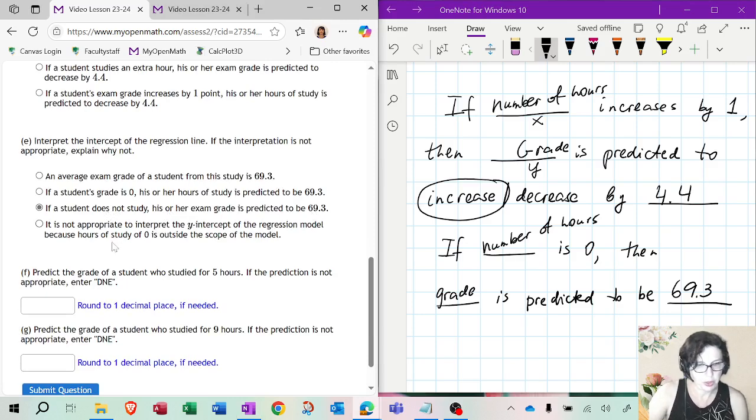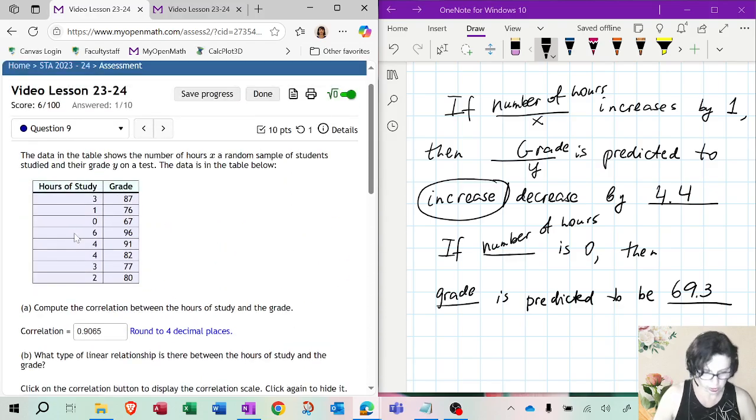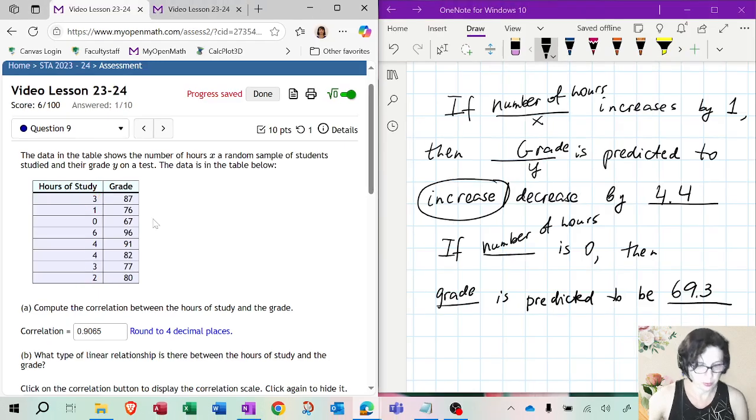Now, sometimes, as you can see, the interpretation is not appropriate. And to figure out if it is or it isn't, you have to look at your x range. So look at these values, and if you see a 0, and I do see a 0 right here, then you should go ahead and interpret.